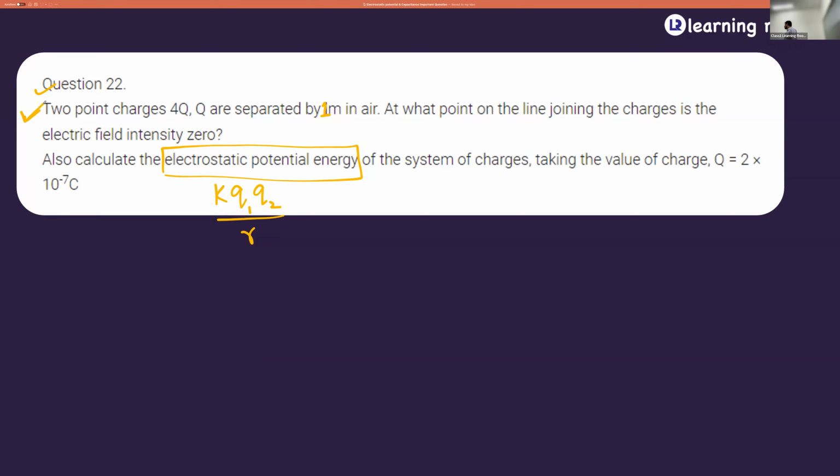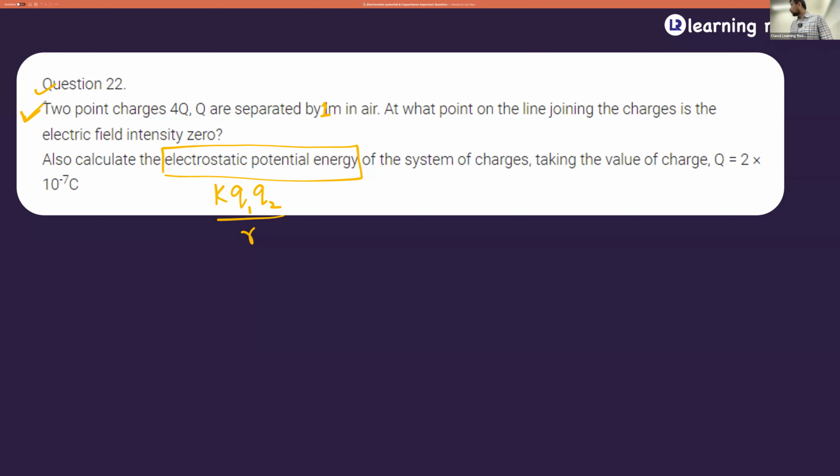Anybody with the answer? 2 by 3. Yeah, 2 by 3 from where? Both are positive. From which charge? So you need to report the 2 by 3 from the charge 4q.